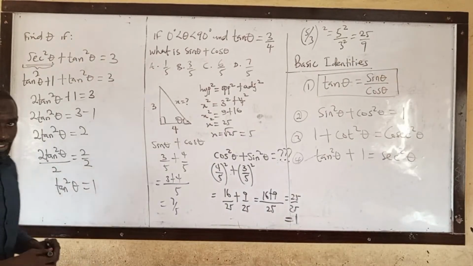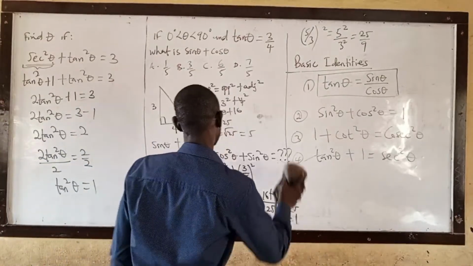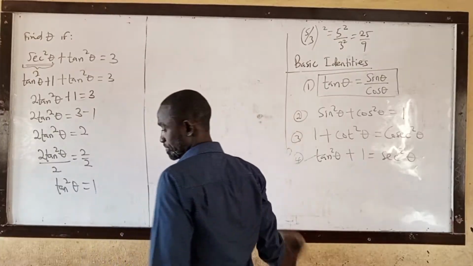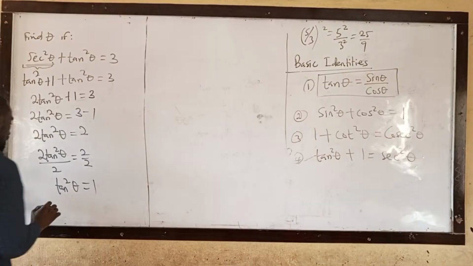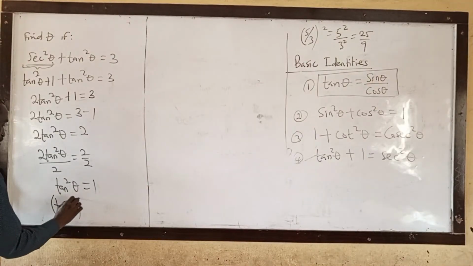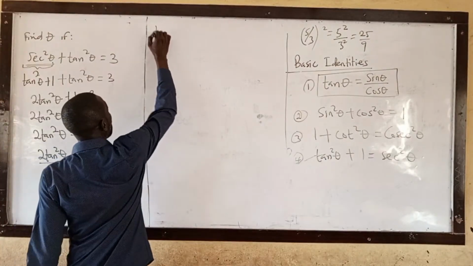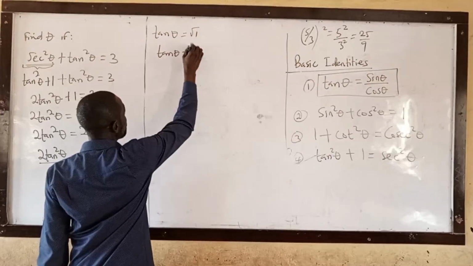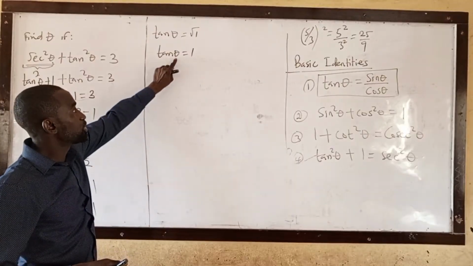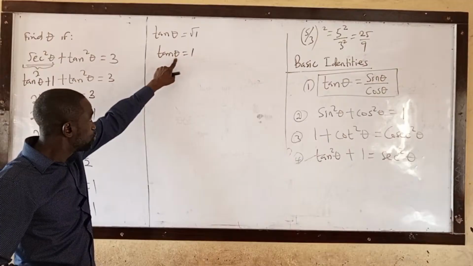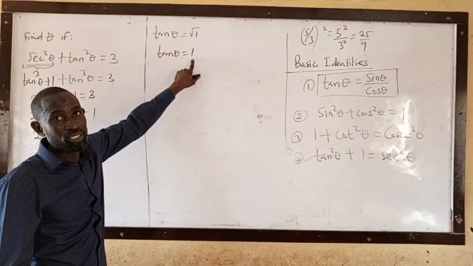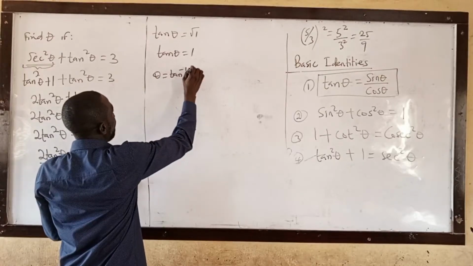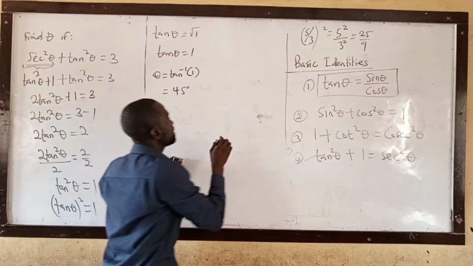What's the next thing? I will root both sides. So this is our tan theta all squared equals 1. Ordinary tan theta gives us root of 1, and root of 1 is still 1. So we have tan theta equals 1. Meaning, the value of tan of which angle gives us 1? If you check, tan 45 is 1. So our theta will be tan inverse of 1, and that is 45 degrees.